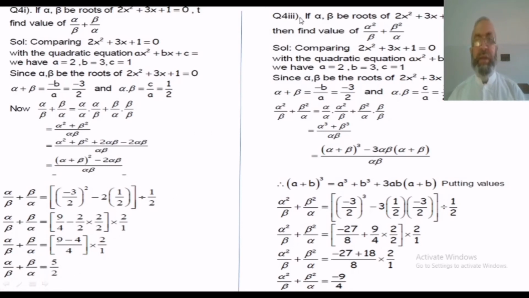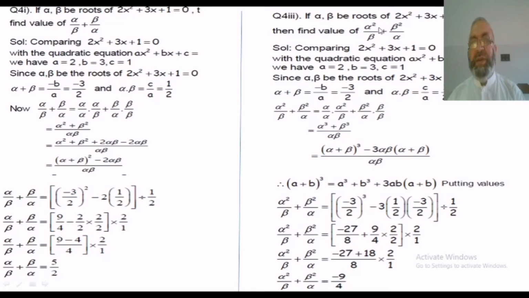Now part 3 of question 4. If alpha, beta are the roots of this quadratic equation 2x square plus 3x plus 1 equal to 0, then find the value of this symmetric function. Again the same repetition. First of all we compare this with the quadratic equation and get the values a is 2, b is 3, c is 1. Thus first of all find the sum of the roots and the product of the roots. Now we change this relation.